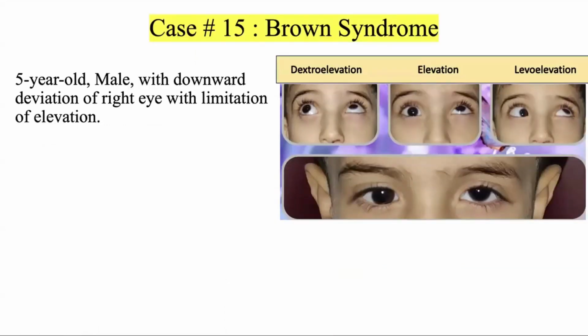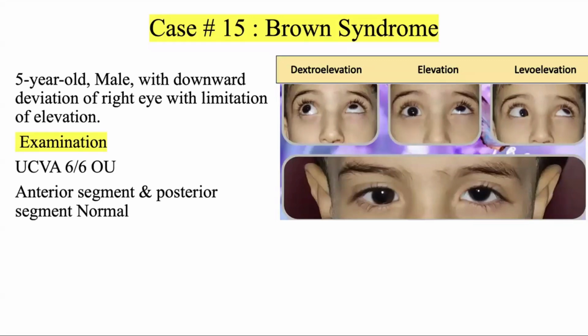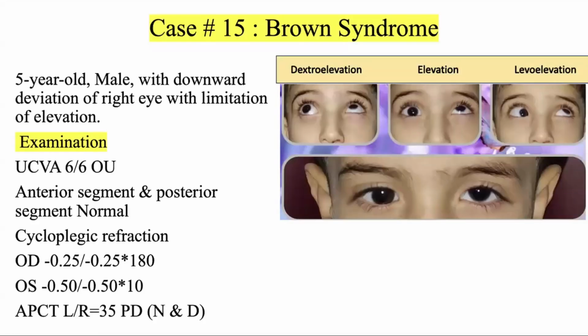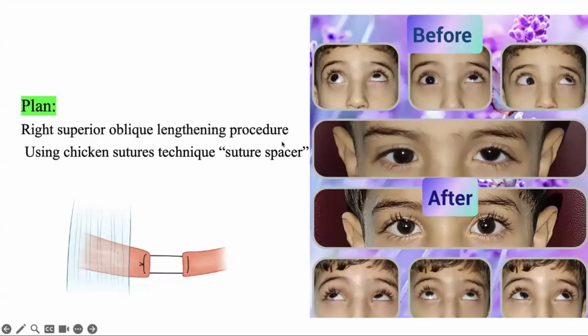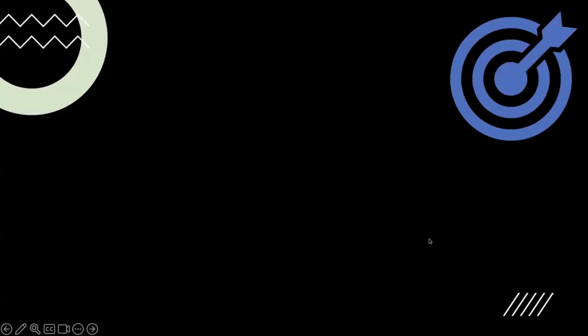Coming to this case, 5-year-old male with downward deviation of the right eye with limitation of elevation, with hypotropia in the primary position. He had 35 prism diopter of hypotropia. So I had done for this patient something called suture spacer or chicken suture technique, where you put a non-absorbable suture between the two ends of the muscle. So you will do lengthening procedure for the superior oblique muscle, and it ended up with good results, normal extraocular motility and orthotropia in the primary position.